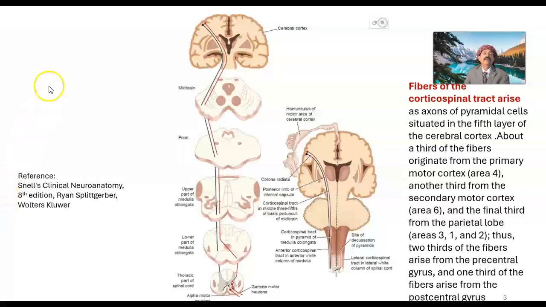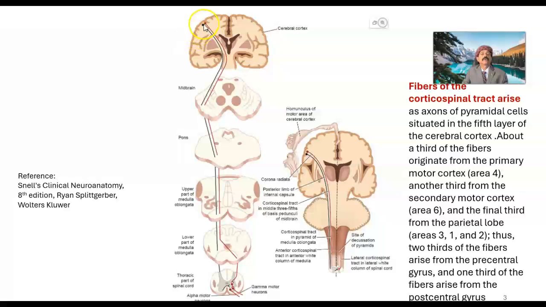Okay, here is the corticospinal tract. The axons of pyramidal cells are situated in the fifth layer of the cerebral cortex. About a third of the fibers originate from the primary motor cortex, area 4. The primary motor cortex is in the precentral gyrus. Another third come from the secondary motor cortex, area 6, and the final third from the parietal lobe, areas 3, 1, 2. Thus, two thirds of the fibers arise from the precentral gyrus, and one third from the postcentral gyrus.